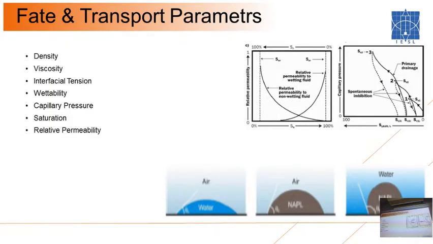I'm not going to go into the details here. Anyway, these are fate and transport parameters like density, viscosity, and so on, and permeabilities. They control the LNAPL distribution and also migration. So if you're going to investigate those things, you have to be familiar with them, how they interact, and how they can control the LNAPL distributions.